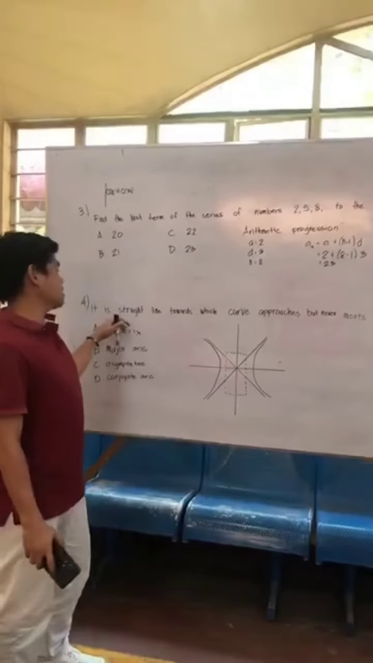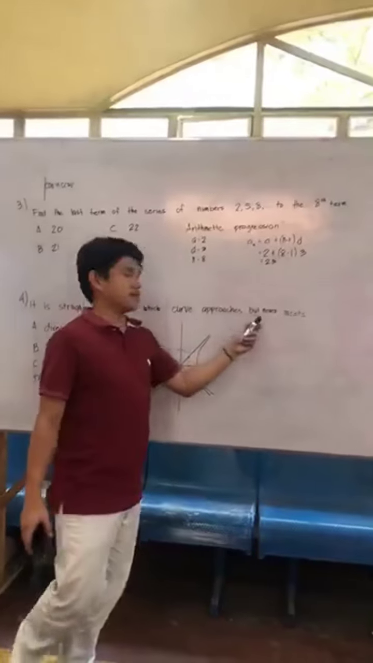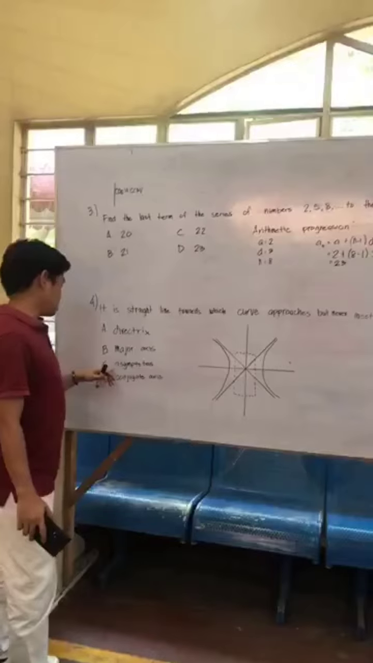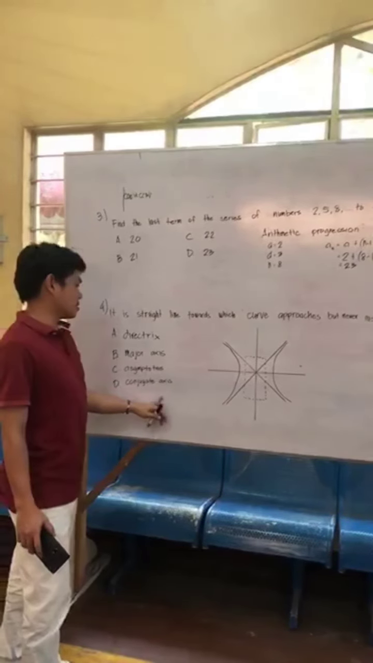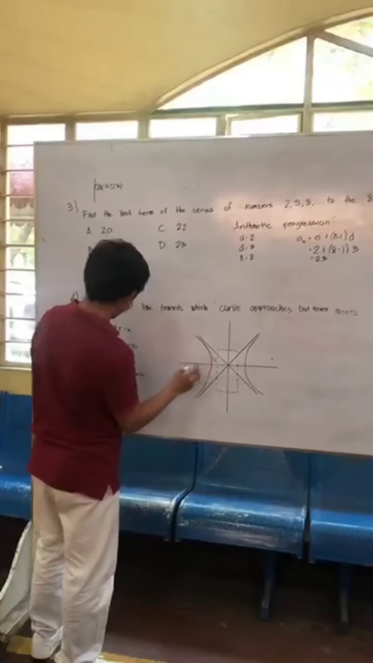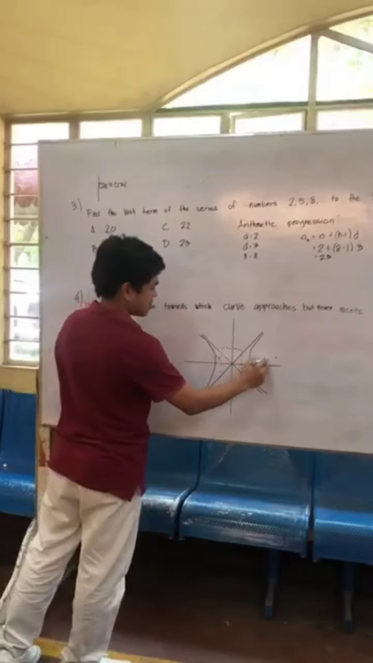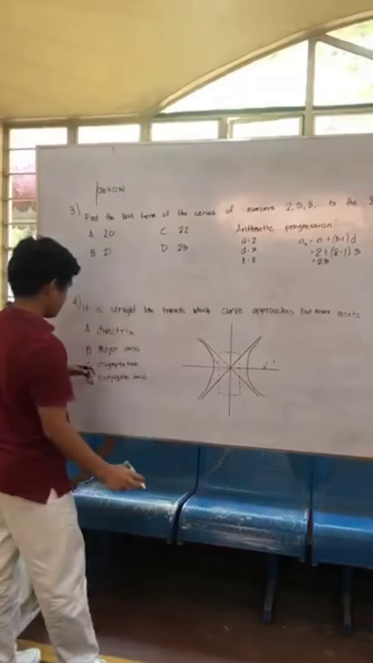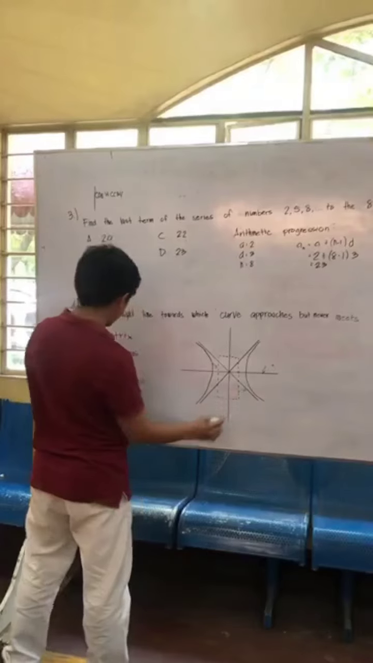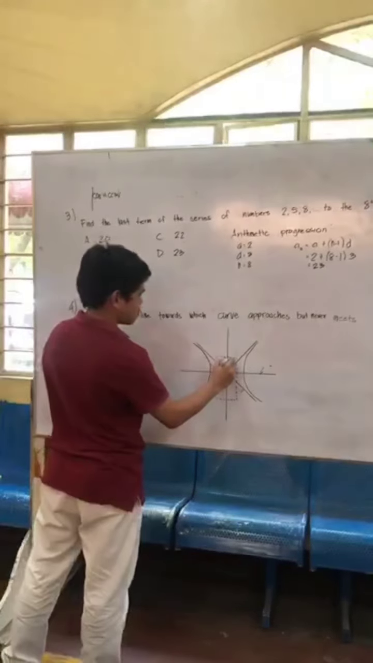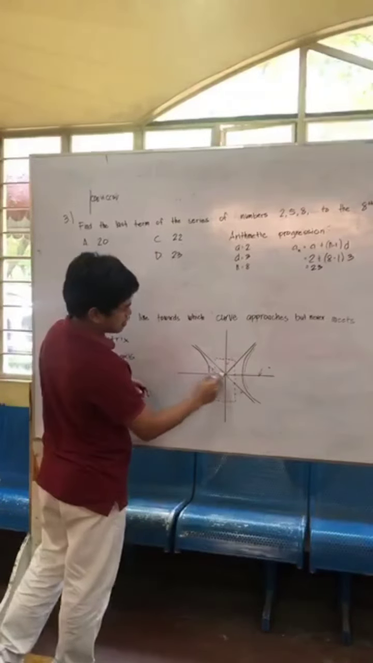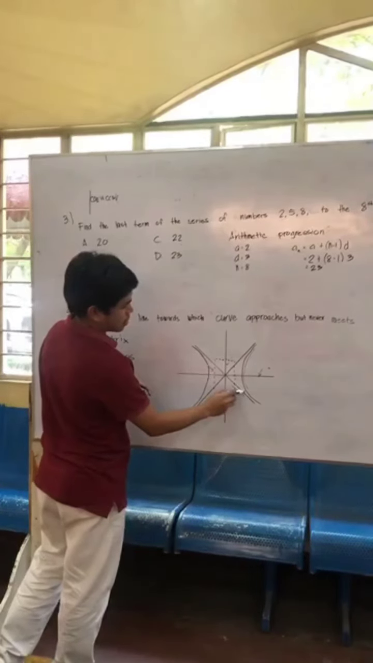Number 4. It is a straight line towards which a curve approaches but never meets. A. Directrix, B. Major axis, C. Asymptotes, or D. Conjugate axis. So the directrix is this one, then the major axis is this straight line, then the asymptotes is this diagonal line, and the conjugate axis is this one. So the answer is letter C, asymptotes, because this is the curved line and this is a straight line that never meets.